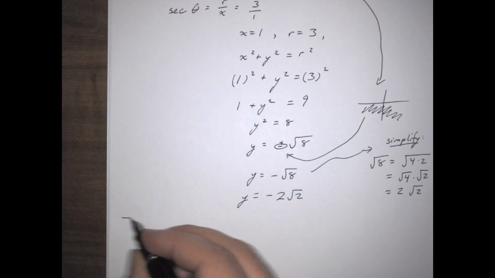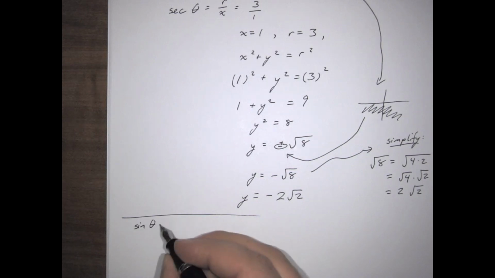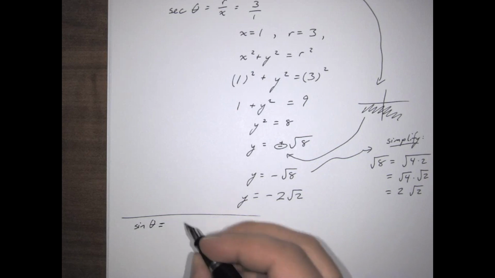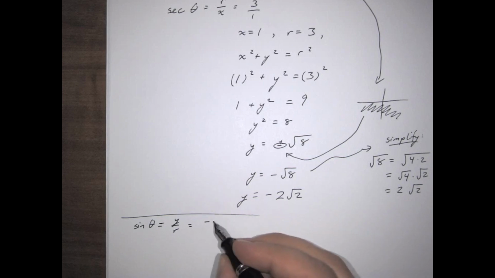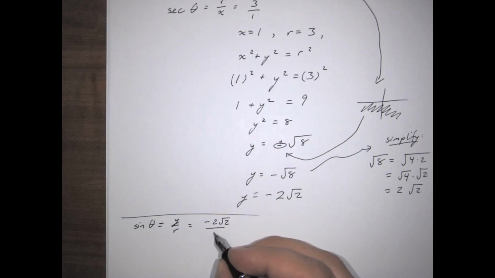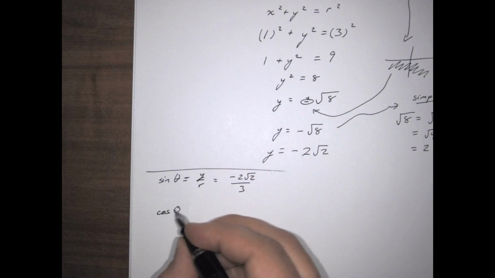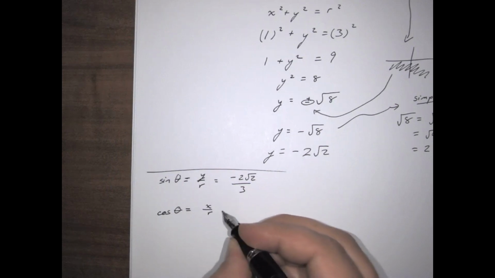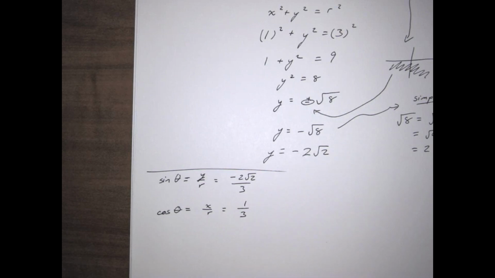So now, what does that leave us for the answer? Let's start with sine theta. Sine theta is equal to, as usual, y over r, so that's going to be negative 2 root 2 over 3. For cosine theta, that's equal to x over r, which is going to be 1 over 3. And since cosine theta is the reciprocal of secant, that makes a whole lot of sense.